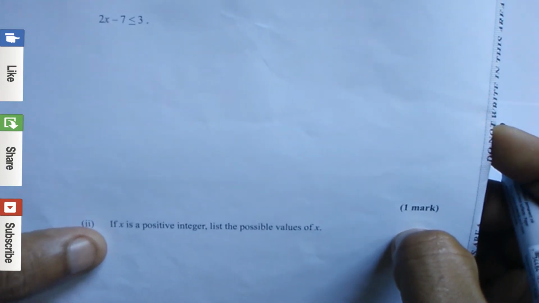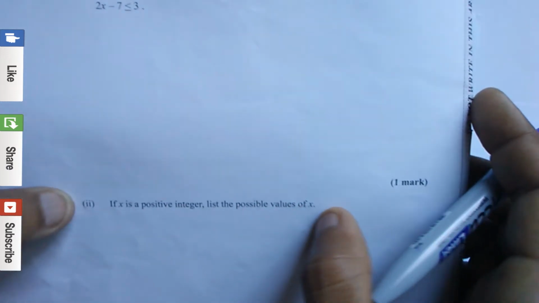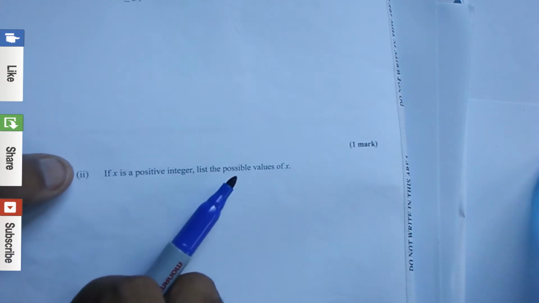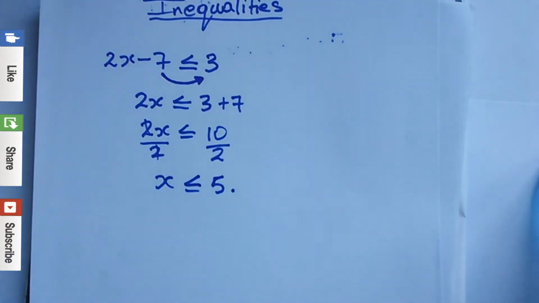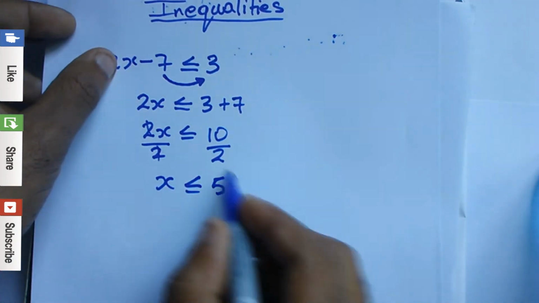Now, the follow-up question, they said if x is a positive integer, list the possible values of x. Now I'm going to repeat. If x is a positive integer, list the possible values of x. So they're referring to the possible values that satisfy this inequality.